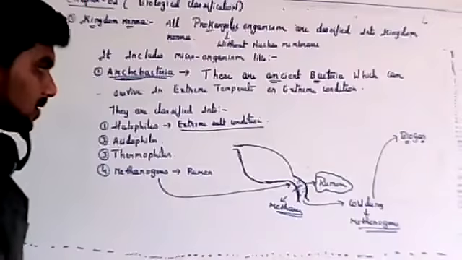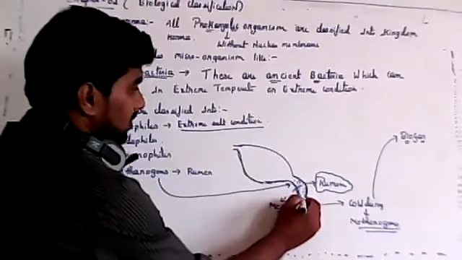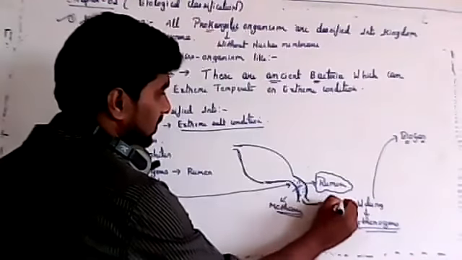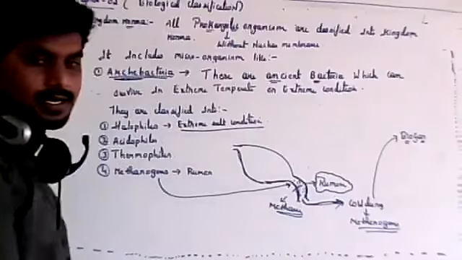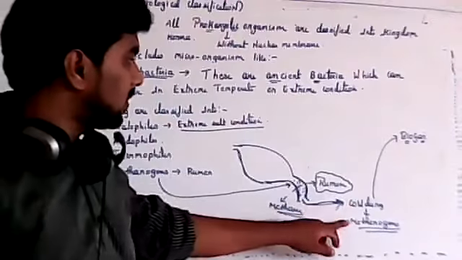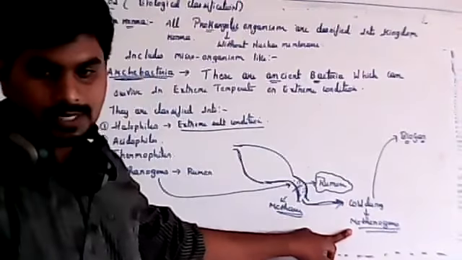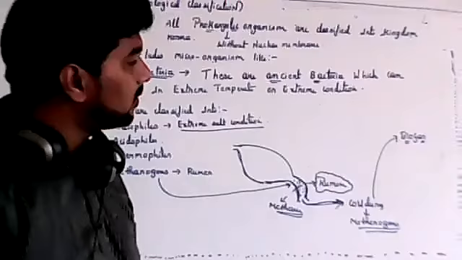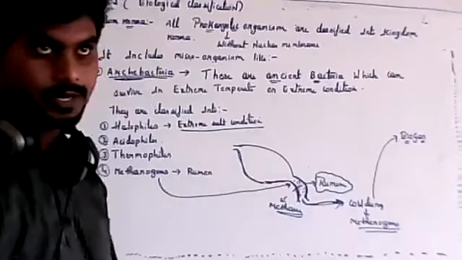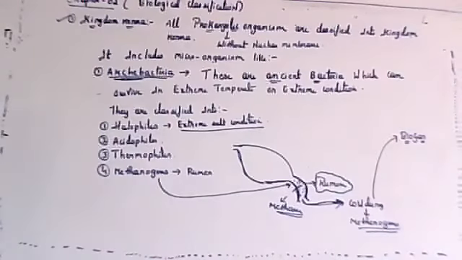After digestion of food, the waste product will be excreted out as cow dung, and in cow dung these methanogens are present, which will help in the production of biogas. So biogas will be liberated outside.